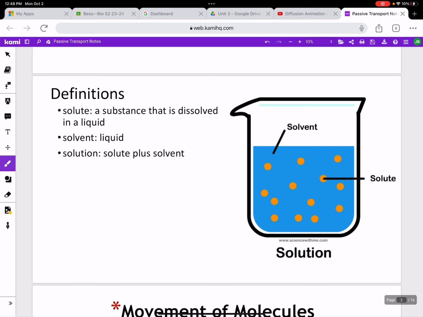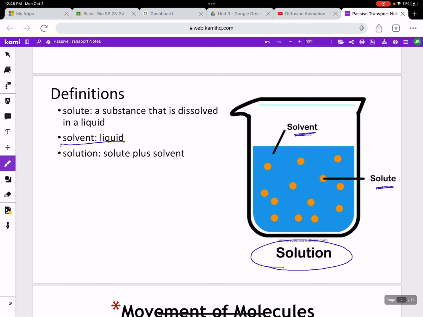This whole thing is a solution. The solute is the dissolved substance in the fluid that forms a particular solution. The solvent is the liquid. For us, the solvent will always be water, as opposed to any other liquid like oil, for example. So the solvent is going to be water in all of our scenarios here.